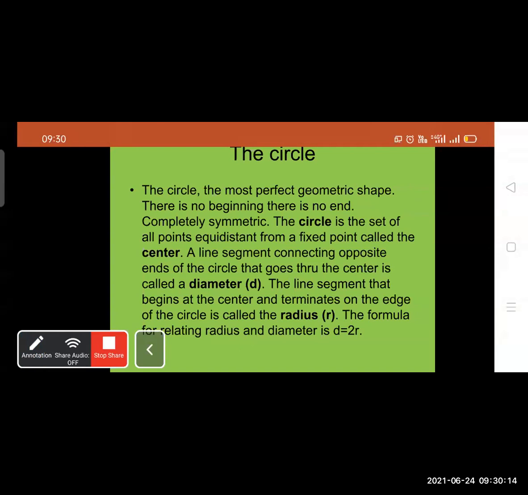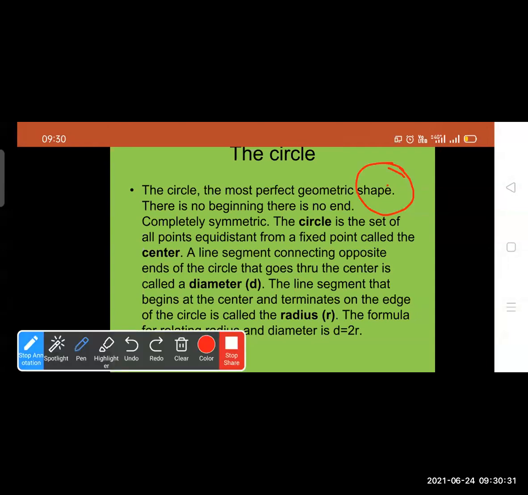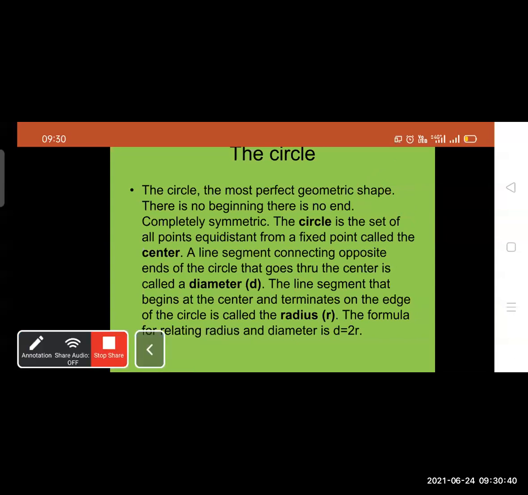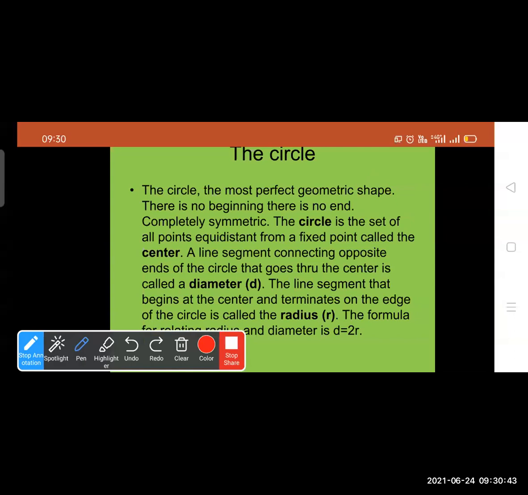Okay. Completely symmetric. The circle is the set of all points equidistant from a fixed point. Means equal distance from the fixed point, and that is called the center. If we consider a circle, see, okay, it has a center. Let me draw a circle again. Okay, this one is the center and this is called the circumference.